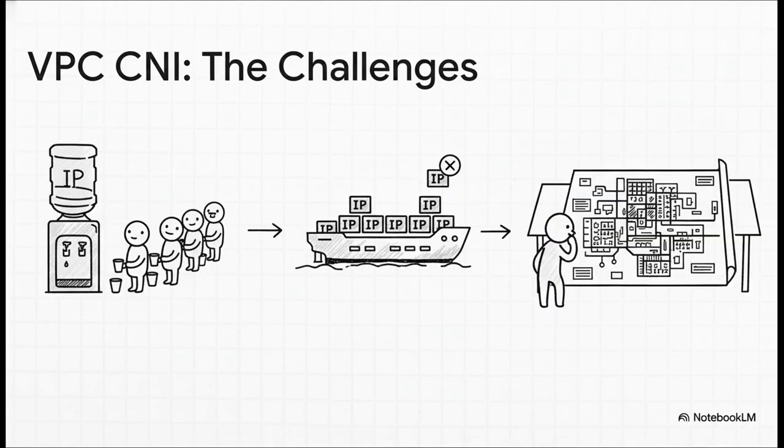Okay, but there's always a catch, right? And with the VPC CNI, it's a big one you need to plan for. You can run out of IP addresses. Since every single pod is taking up a real IP from your network, you have to be really careful when you plan your VPC's address space. Seriously, your initial network design is one of the most important, long-term decisions you'll make when you start with EKS.